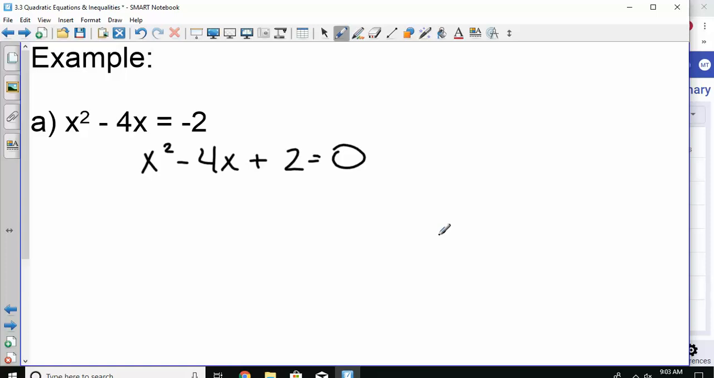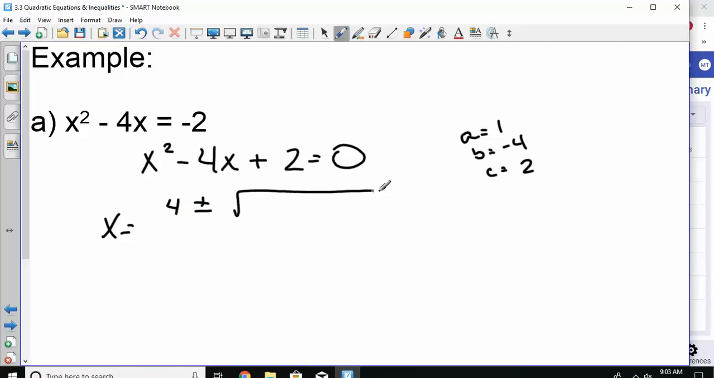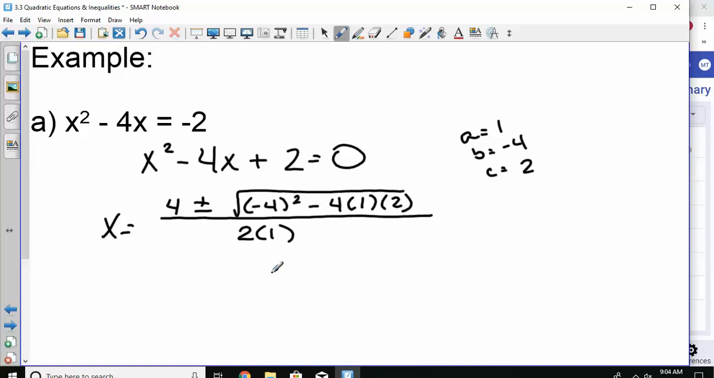So for the quadratic formula, you need to know your A, B, and C. What is my A value? B? And C? Okay. So quadratic formula: x equals the opposite of B, so that would be 4, plus or minus the square root of B squared minus 4AC, all over 2A. So we're just plugging into the quadratic formula.